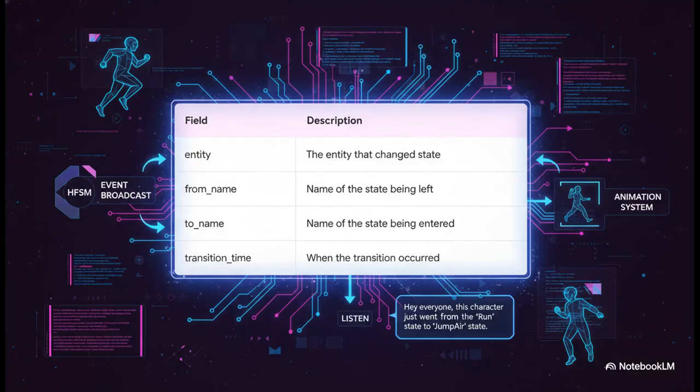So how do all these Lego bricks talk to each other? Well, when the state machine changes what it's doing, it doesn't shout orders. Instead, it just sends out a little broadcast, kind of like a system-wide memo. It says, hey everyone, just so you know, this character just went from the run state to the jump state. And other systems are listening. The animation system hears that and goes, got it, playing the jump animation.